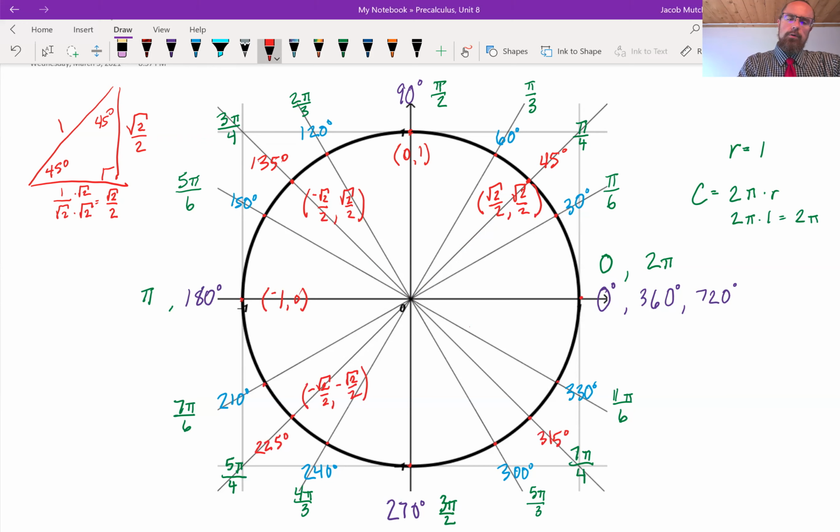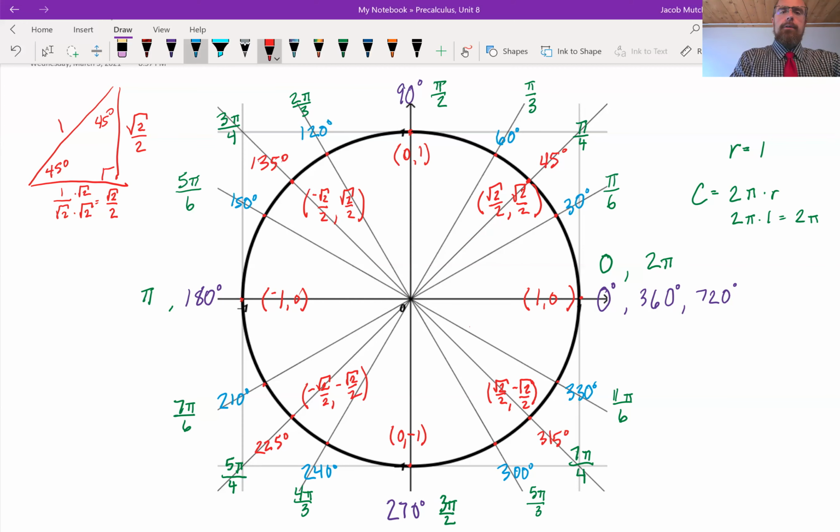270 would have the coordinate of 0, comma negative 1. 315, here the x coordinate's positive. We're on the right side of the y-axis, but the y coordinate's negative. We're below the x-axis. And then last place here for the 90s is going to be 1, comma 0. And that's our standard position. So we've got then our 45s.